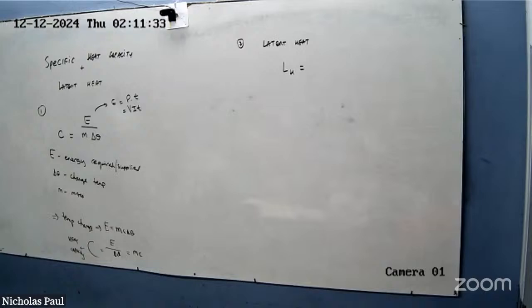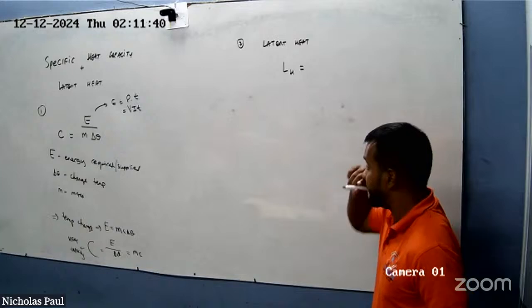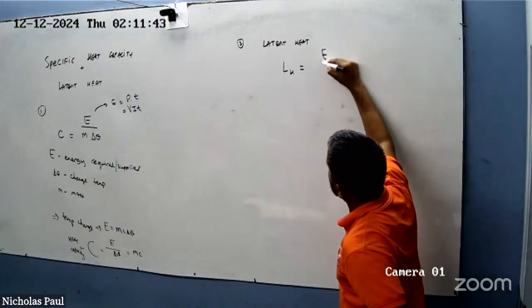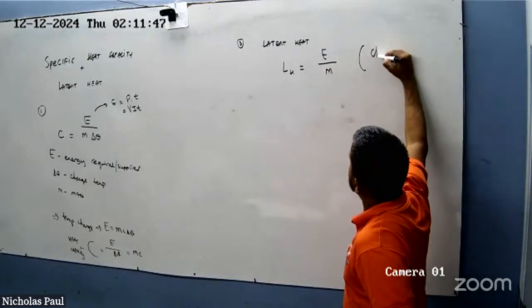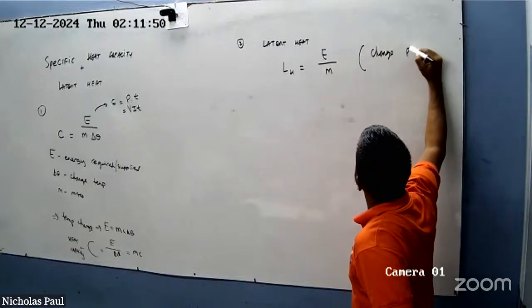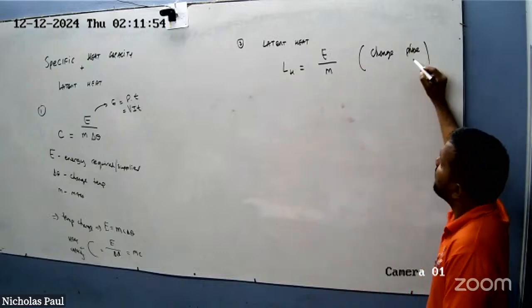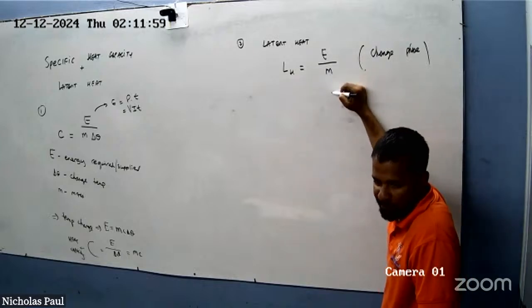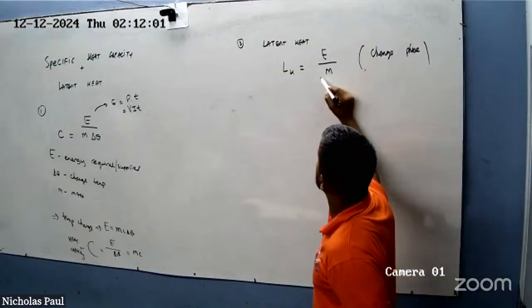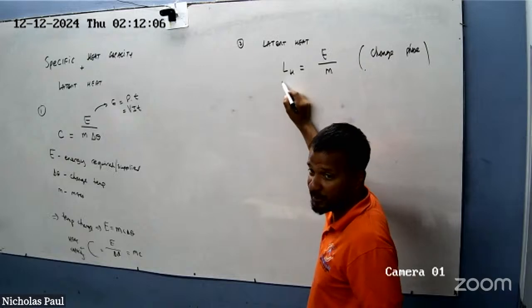So the next thing that we need to get is latent heat. What is latent heat? Latent heat is the energy required to change phase. Well, that's general. Of course, you have fusion and vaporization. So it's the energy required to change the phase of a particular mass. That's the latent heat.